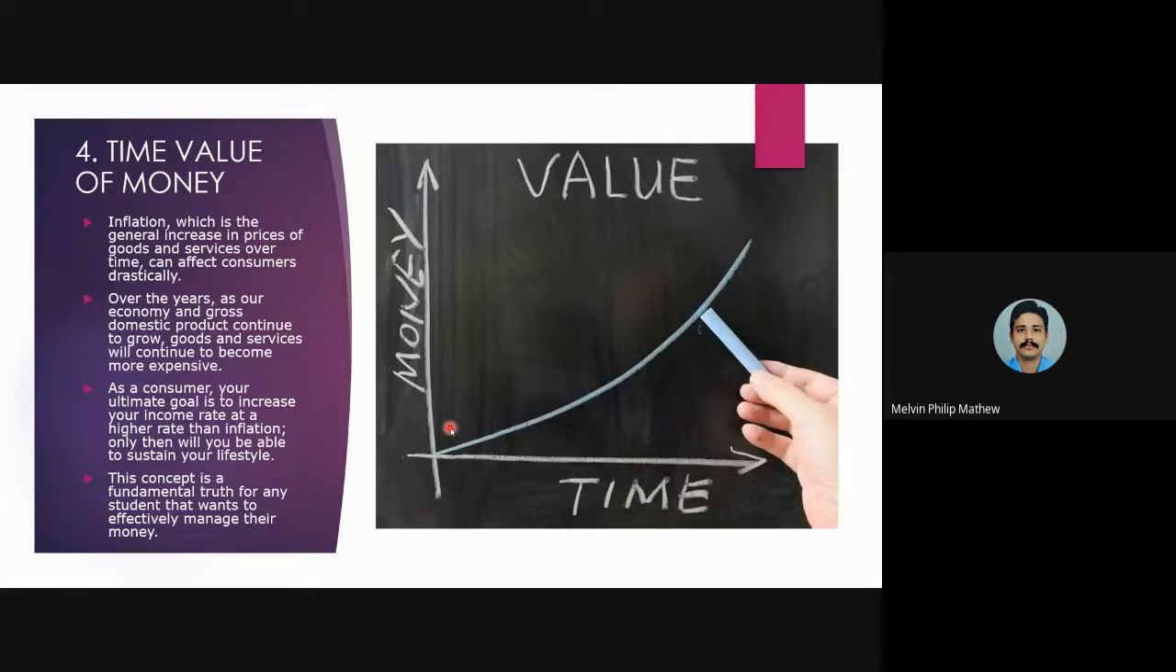Then comes time value of money. You can see how money changes with time. In older times, we had to give a lower price for a said object, whereas in this century the value of money has increased compared to older times. That is what the time value of money states.